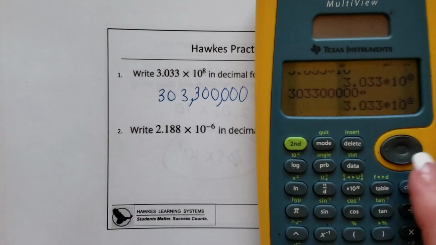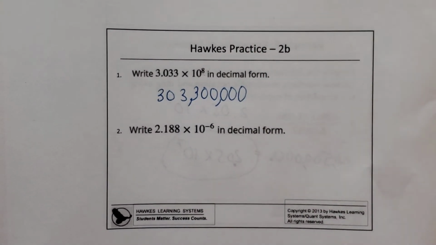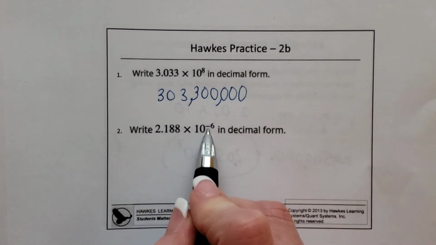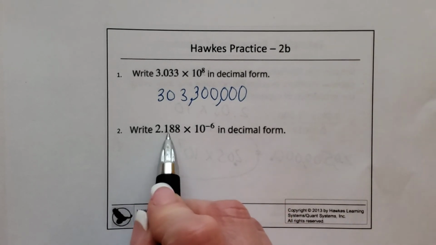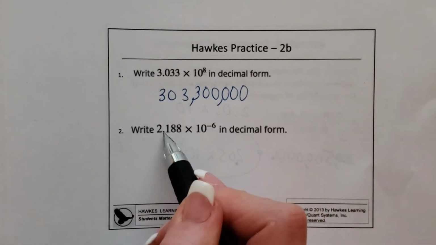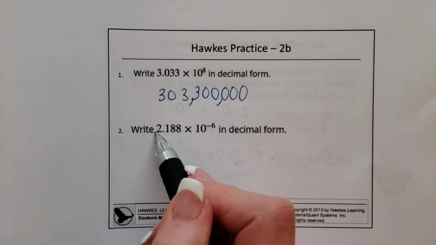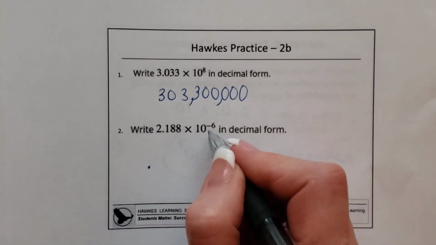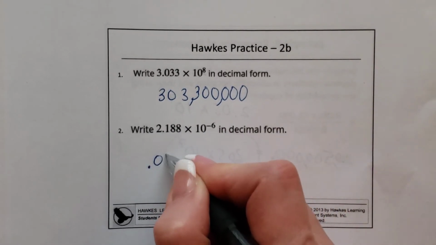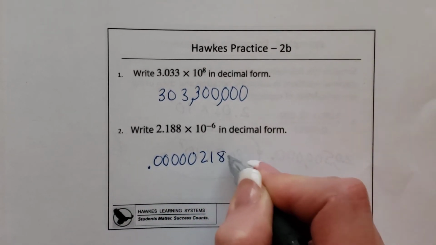Okay? All right, so now this next problem, it's wanting me to write a very tiny number, and I know that because I have a negative 6. So the only way to make this number tiny or smaller is if I move the decimal the other way. I'm going to move it left 6 places. Well, if I move it once, it'd be in front of the 2. So that means I need 5 zeros. 1, 2, 3, 4, 5, 2, 1, 8, 8.